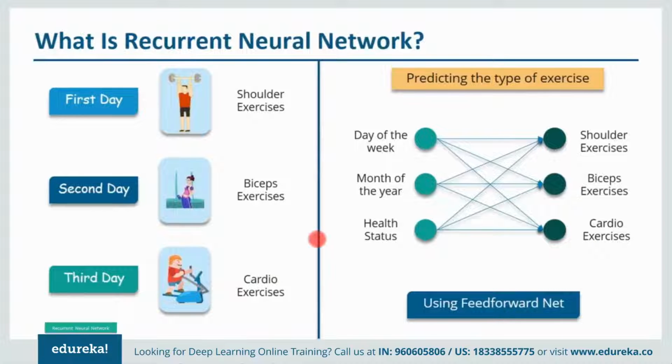Now what happens when we use a feed-forward network for predicting the exercise today? We'll provide inputs such as day of the week, month of the year and health status. We need to train our network on the exercises that we have done in the past. After that, there'll be a complex voting procedure involved that will predict the exercise for us. And that procedure won't be that accurate. So whatever output we get won't be as accurate as we want it to be.